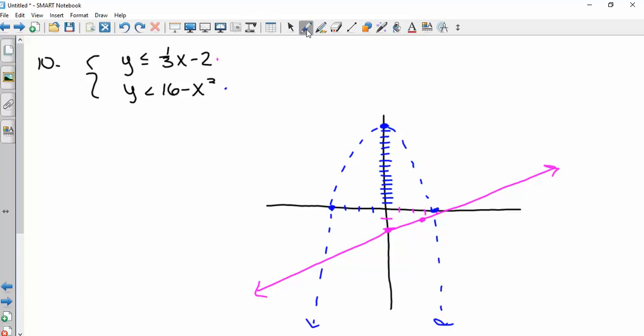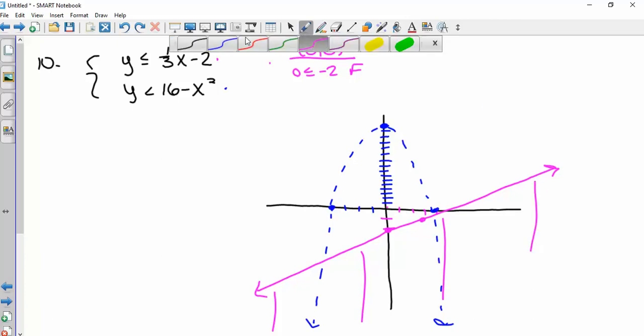Okay, so I've graphed these two. Now we need to figure out our shading. For the line, are you shading above or below? Below. If you didn't remember how to do that, you could always do your test point, 0, 0. So you get 0 is less than or equal to negative 2, which is false. So you can't shade 0, 0, so that means you're shading this other side.